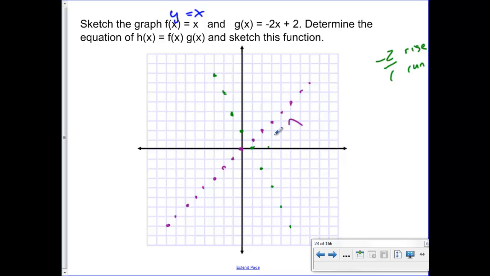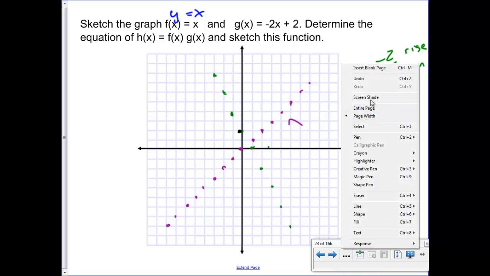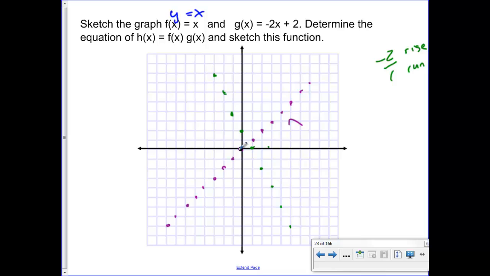So let me try this here. 0 times 2 is 0. And this one will be 0 as well. This guy will be negative 4. This guy will be negative 12. Already off the page.